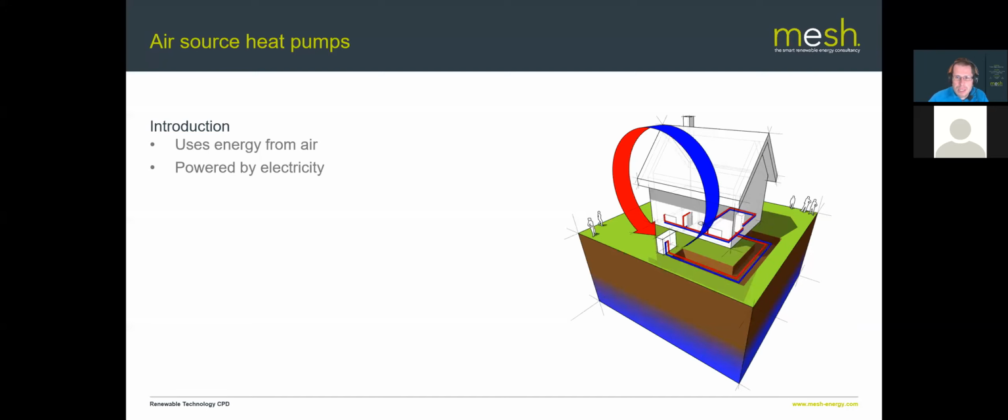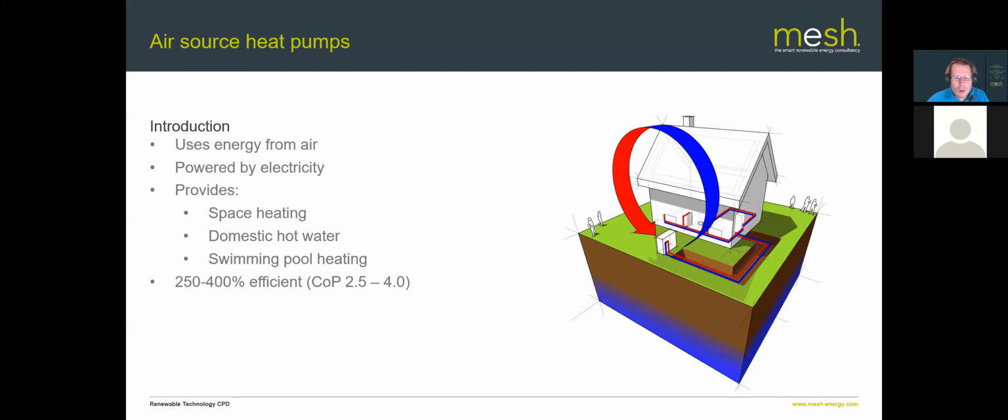It uses electricity to power the refrigeration cycle. And as I say, it can provide space heating, domestic hot water, and swimming pool heating. So they're quite a flexible piece of kit. I'd like to say they're a direct replacement for a boiler. They're not quite a direct replacement for a boiler, but we'll look at that in a little bit more detail in the specification section.